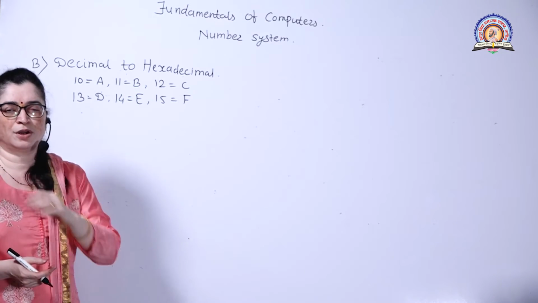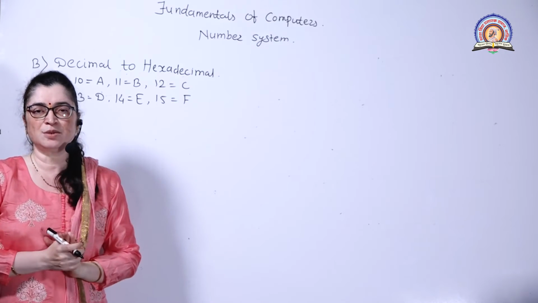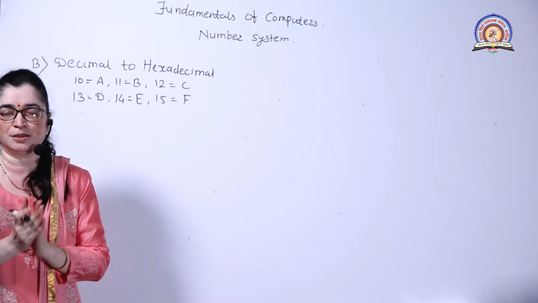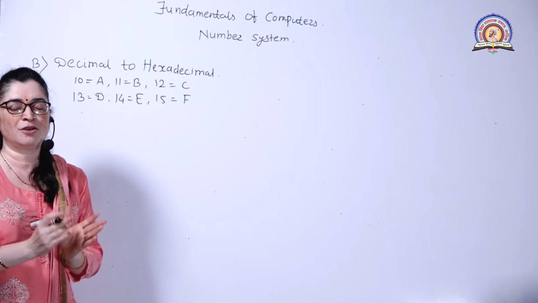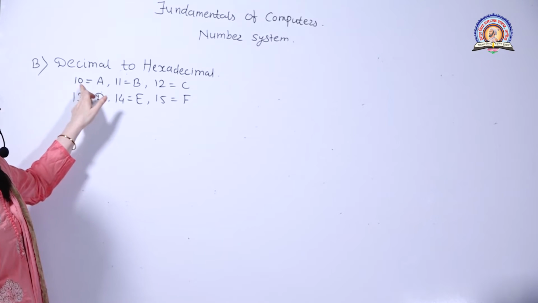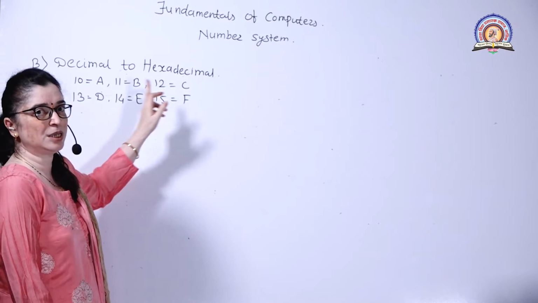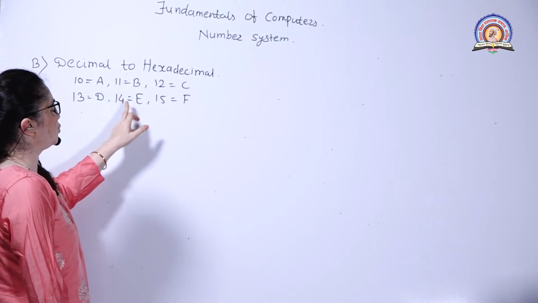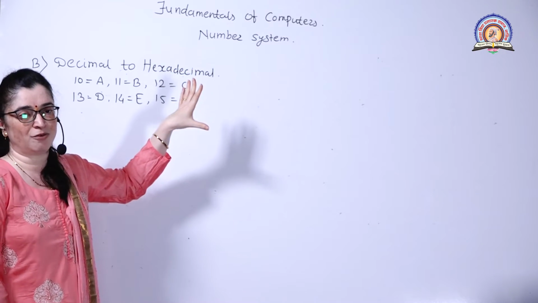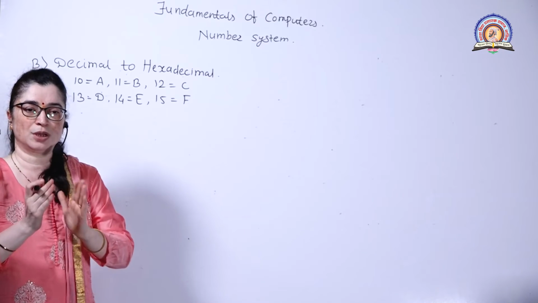Now we have to convert decimal number into hexadecimal. In hexadecimal, there are 16 digits and these digits are from 0 to 9. These are total 10 digits and alphabets A to F. Now here decimal 10 is equal to A. 11 is B, 12 is C, 13 means D, 14 means E and 15 means F. You have to remember these 6 alphabets. Means from 10 to 15, we have to use alphabets A to F.